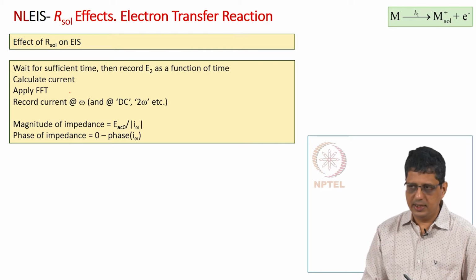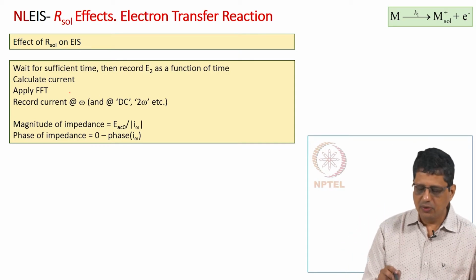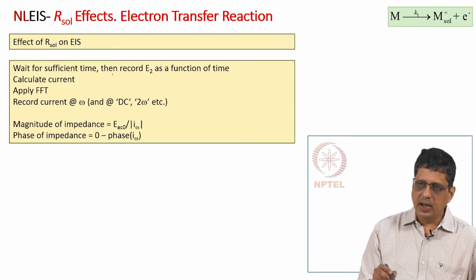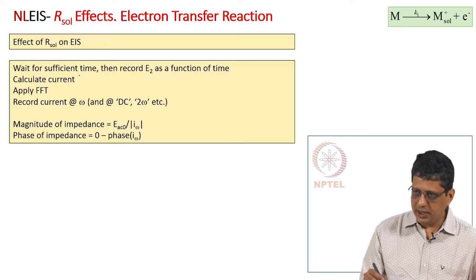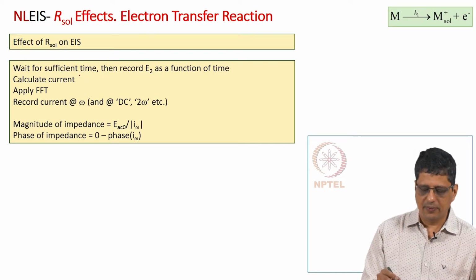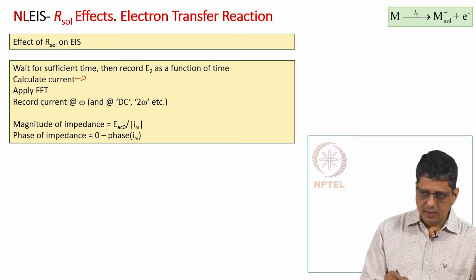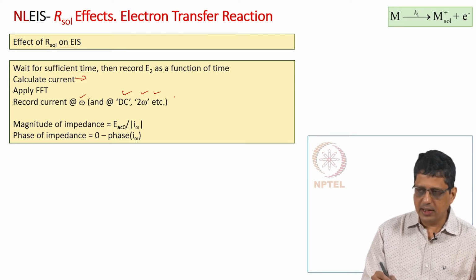So, the way we would do this is apply an AC potential, wait for some time to get steady periodic response, and then in simulations we can record E2 as a function of time. Once you record E2, you can calculate E1 and then calculate the I1, that is basically calculate the current, and then apply Fourier transform, mark the current at omega fundamental as well as at 2 omega, 3 omega, DC, any other frequency you want, you can calculate that and record that.